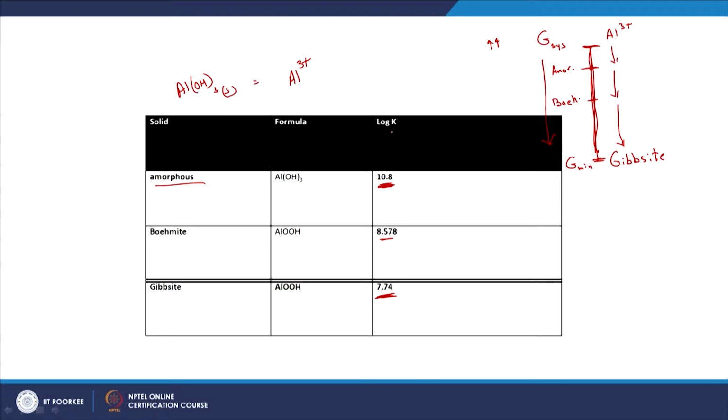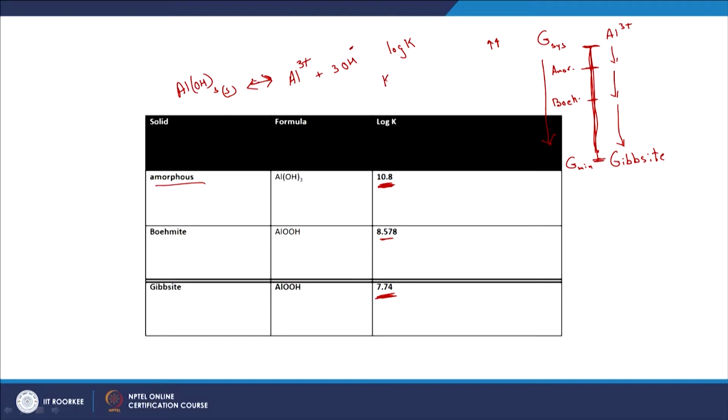Anyway, whenever we write log K values, this is the equation we are talking about, as in the solid dissolving into the relevant cations and anions, right, 3 OH minus. So what does this mean now? Log K is relatively higher for this particular equation, as in what does that mean?